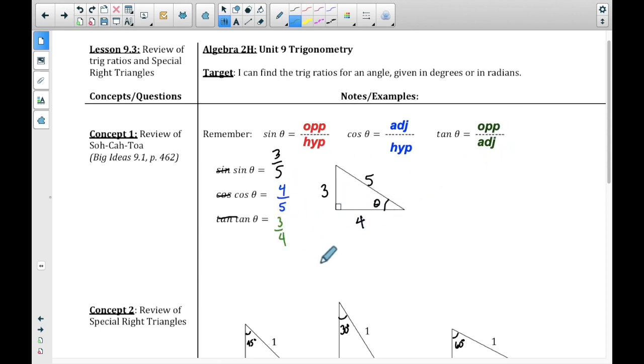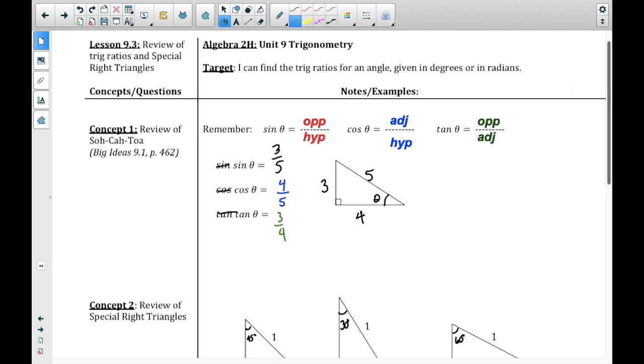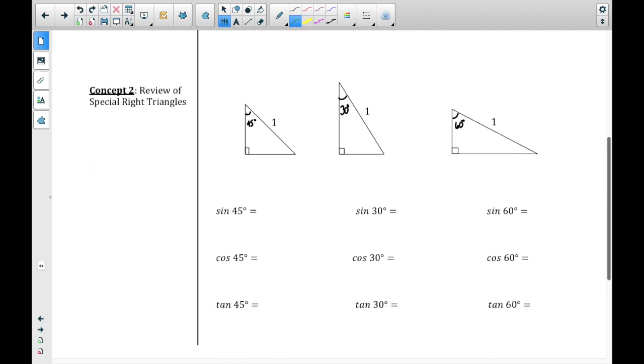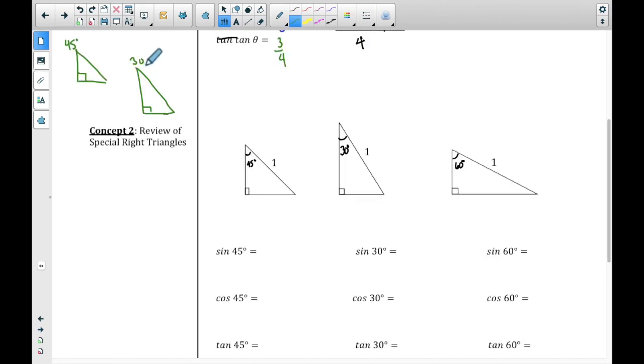All right, so that's just a basic general review of SOHCAHTOA. Of course, there are a lot more things that we can do with it, but for now, I just want you to remember some of that information. Let's go down to the second part, which is special right triangles.